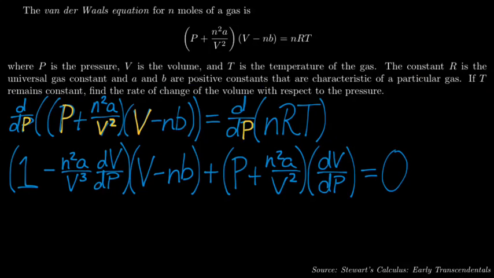On the right-hand side, we have n times R times T. All three of those are constants. So the derivative with respect to P is just 0.